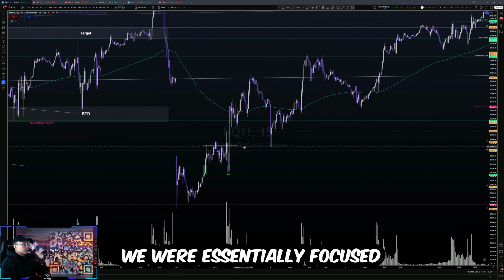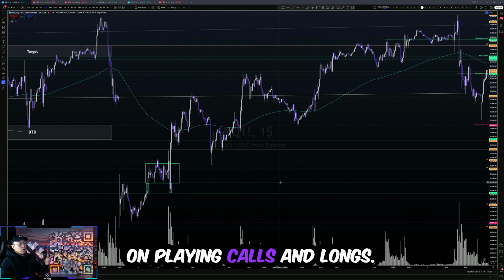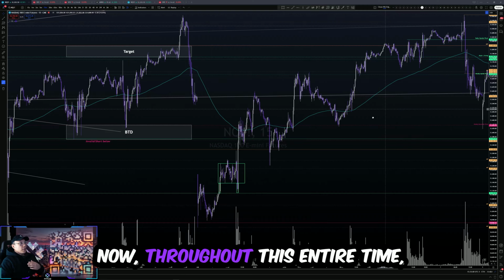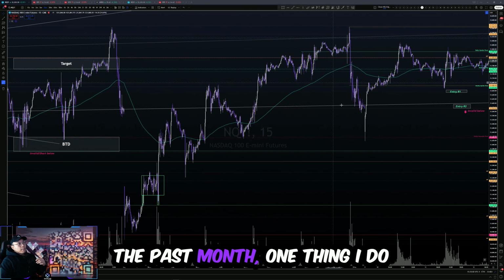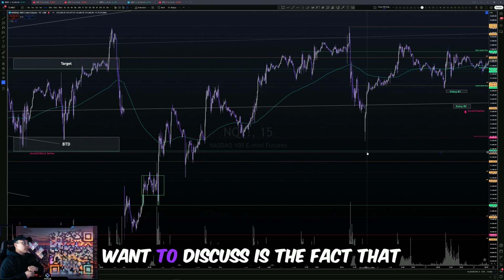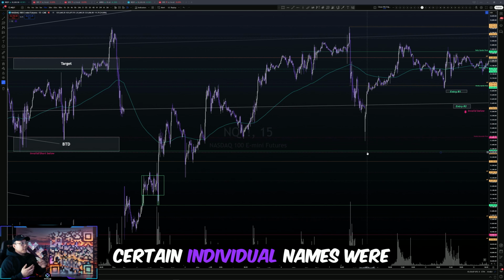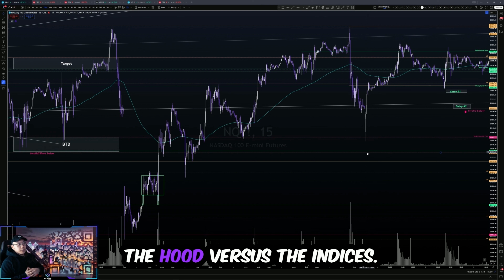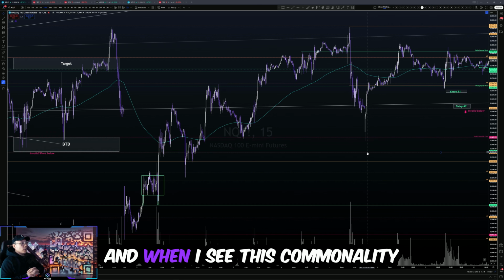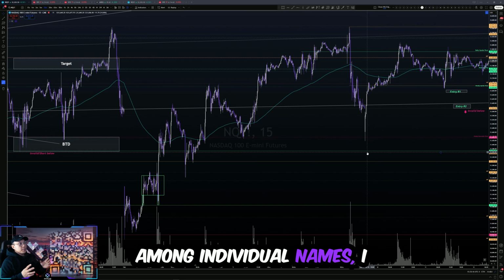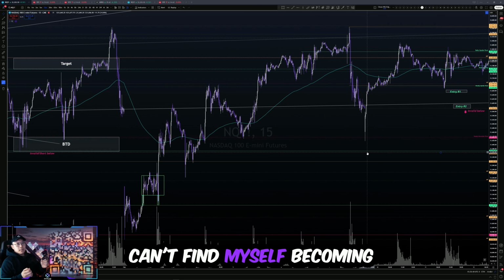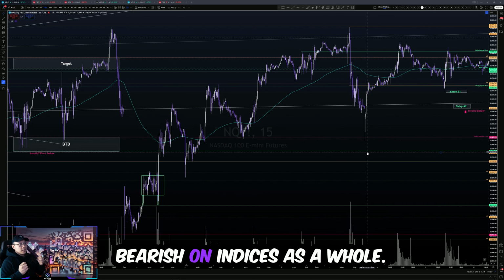And throughout the entire week, we were essentially focused on playing calls and longs. Now, throughout this entire time, the past month, one thing I do want to discuss is the fact that certain individual names were showing a lot of strength under the hood versus the indices. And when I see this commonality among individual names, I can't find myself bearish on indices as a whole.